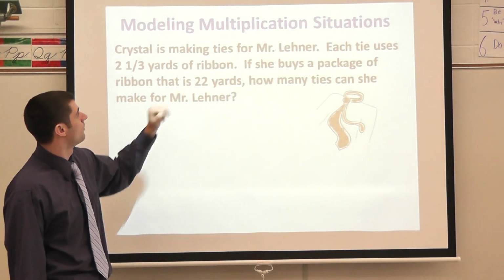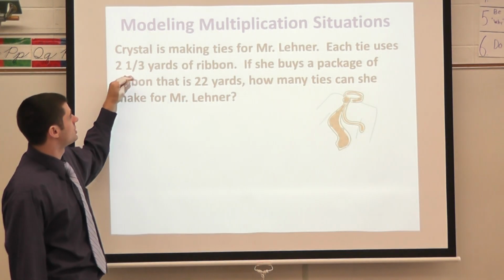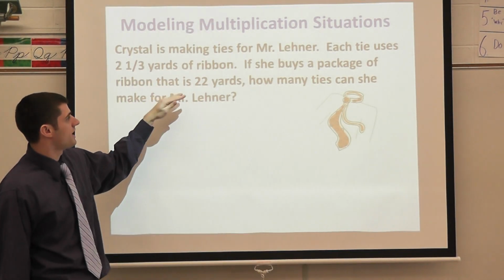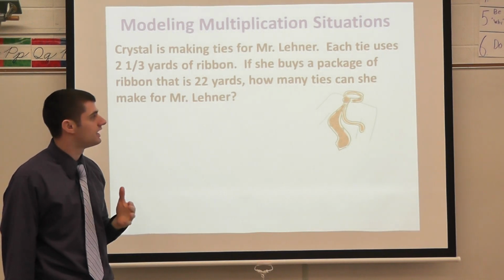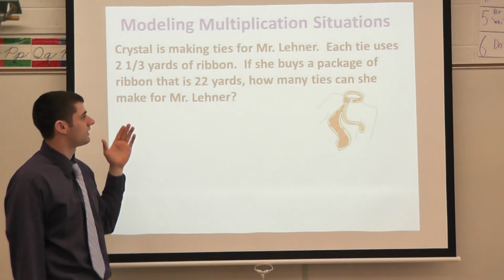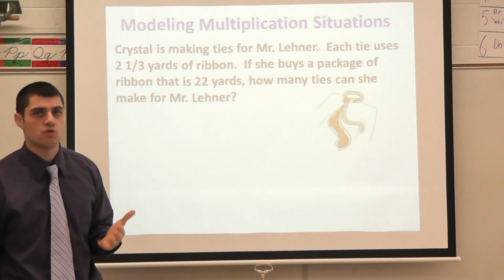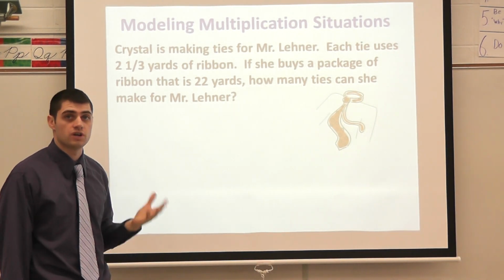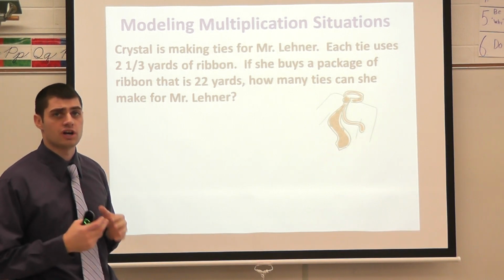But let's take a look at what we know here. We know that each tie takes 2 1/3 yards of ribbon. We know that Crystal has a package that has 22 yards of ribbon in it. How many ties can she make for Mr. Lehner? So assuming she makes no mistakes, I want to find out how many ties she can make from that 22 yards of ribbon. Now here's where this estimation could come in.